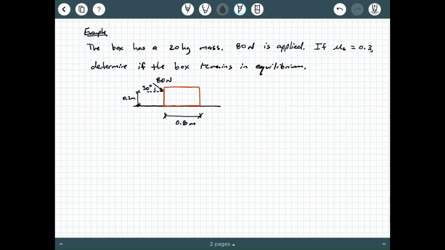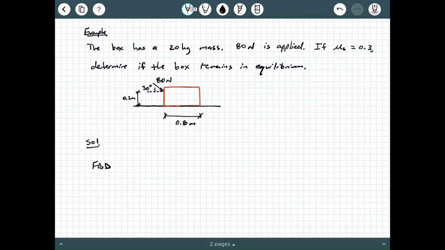That has a 20 kilogram mass that has an 80 Newton force applied on the left side here at an angle of 30 degrees from a horizontal axis and at a height of 0.2 meters above the surface that the box is sitting on. If the coefficient of static friction is 0.3, we're being asked to determine if the box remains in equilibrium. And remember, this coefficient of static friction is developed between the bottom surface of the box and the actual surface it's sitting on. We're also given a width of the box of 0.8 meters.